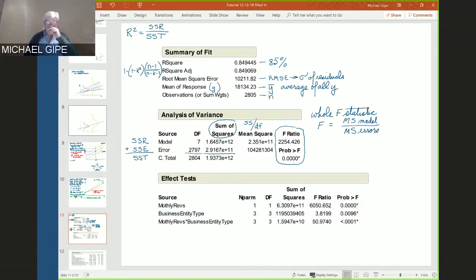And if our model is not telling us a lot, then that F statistic should be low. And if it's telling us a lot, the F statistic should be pretty high. And essentially what it's doing is giving us a measure of the significance of the model as a whole.